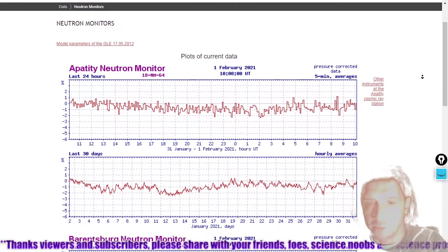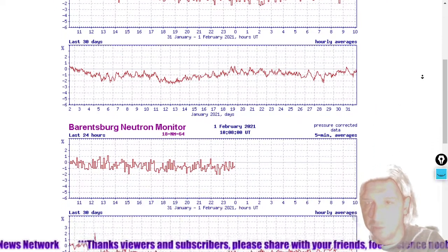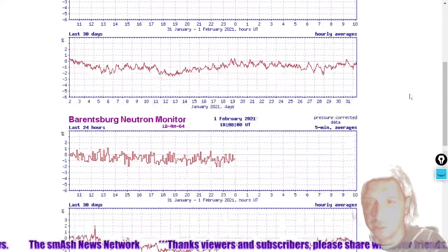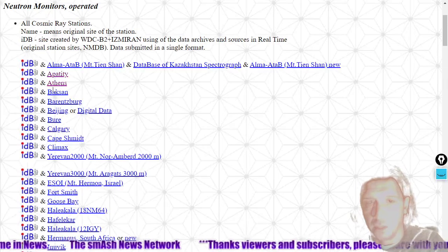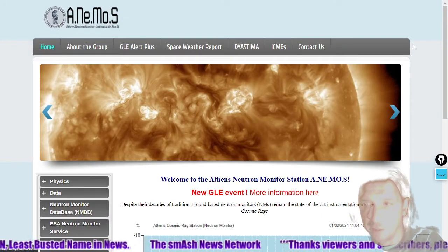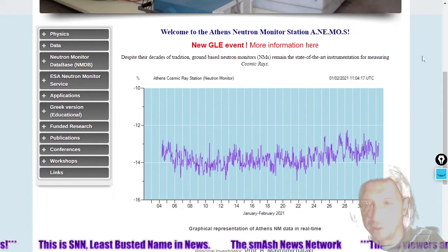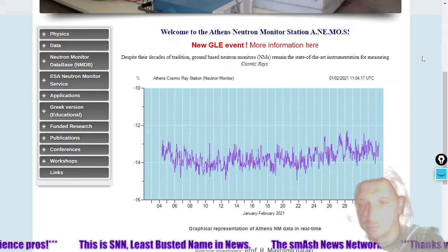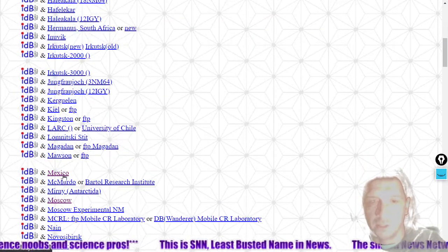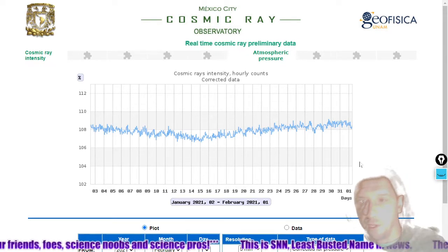Here's the Apatity and Barentsburg neutron monitors. There's Apatity. Pretty flat over the past 30 days. And there's Barentsburg. Slight downtick over the past 30 days at Barentsburg. Next, we'll look at Athens, Greece. Going a little farther south here, as Apatity and Barentsburg are in the Arctic region. There's Athens. Little uptick at Athens over the past 2 weeks. Mexico City's next, going farther south. Similar uptick in the past 2 weeks there, although flat over the month.